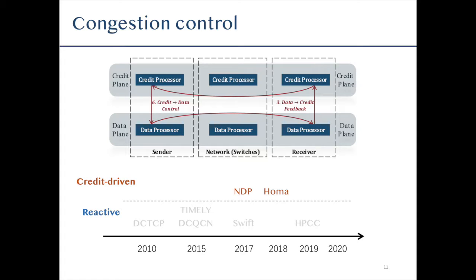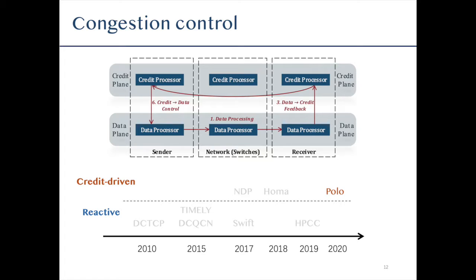NDP and HOMA work in the same way. The sender sends a data packet when receiving a credit packet, and the receiver sends a credit packet when receiving a data packet in return. However, they bypass in-network data processors and credit processors. Hence, they are invisible to data queue length, which will lead to in-network congestion.